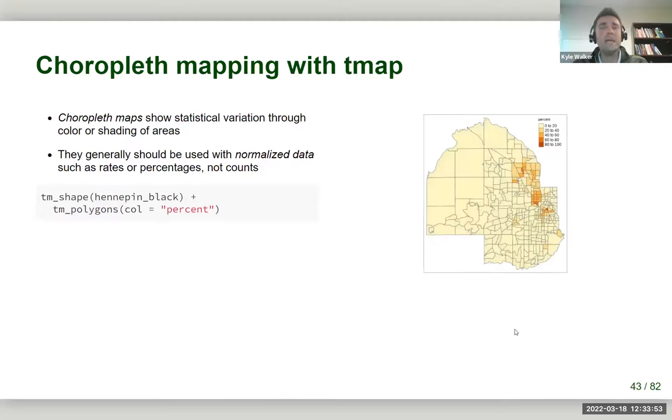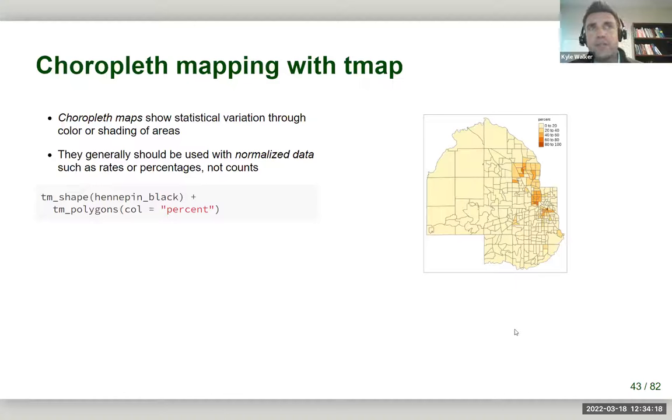To make something called a choropleth map, which is a nomenclature that refers to a map that shows statistical variation through color or shading of areas. So maybe darker areas will reflect a greater concentration of something. Lighter areas will reflect a lower concentration of something. That's what choropleth maps do.